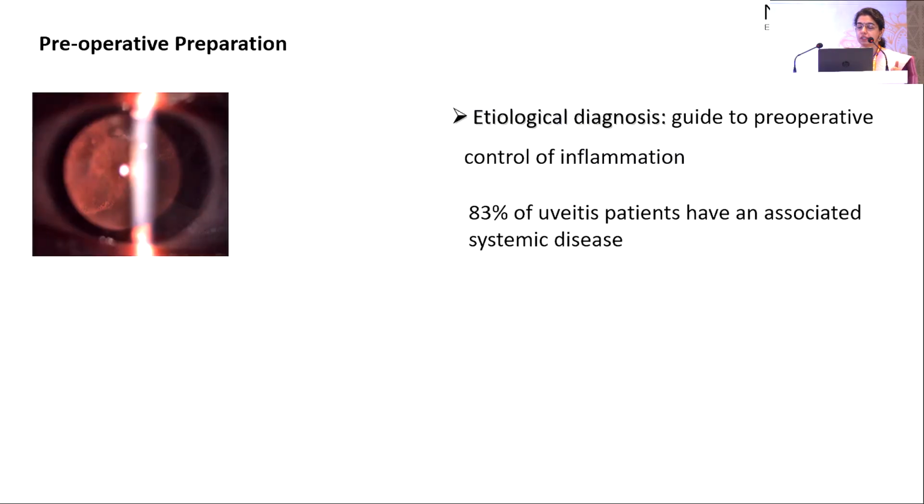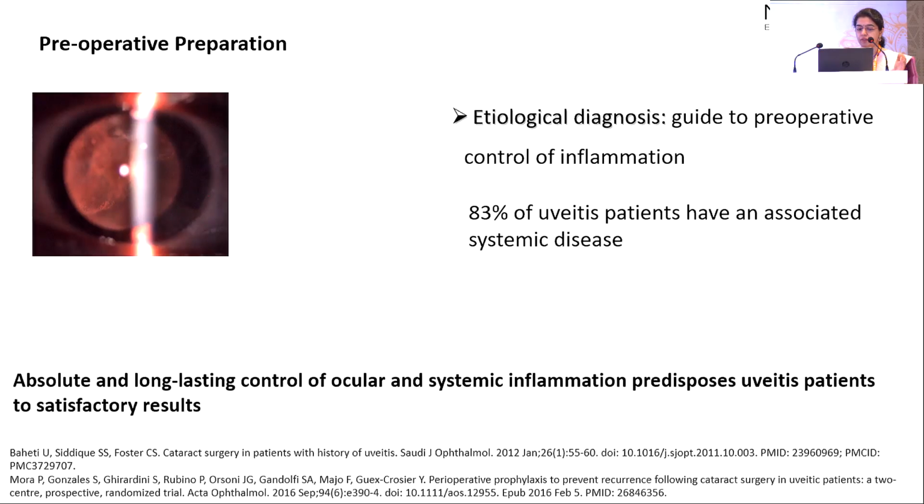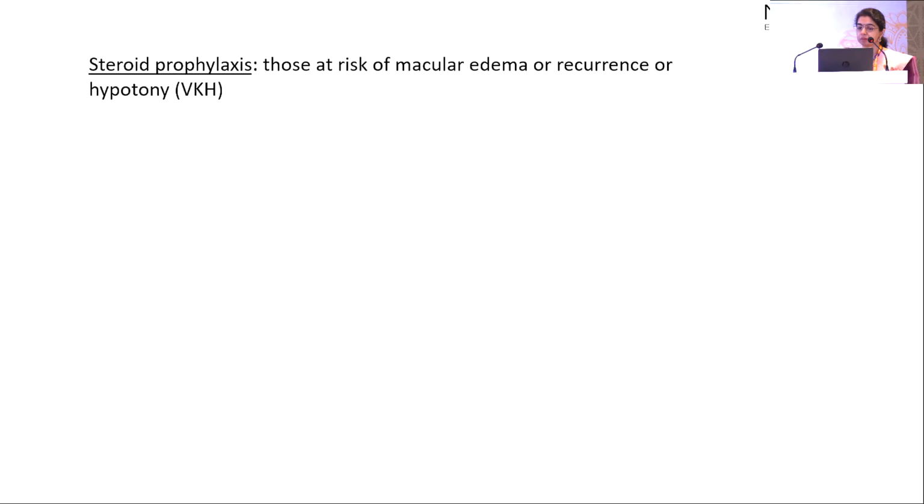So etiological diagnosis is very important to control preoperative inflammation. About 83% of uveitis patients have an associated systemic disease. So unless we have an etiological diagnosis, we can never control the intraocular inflammation. So absolute and long-lasting control of ocular and systemic inflammation predisposes uveitis patients to satisfactory results.